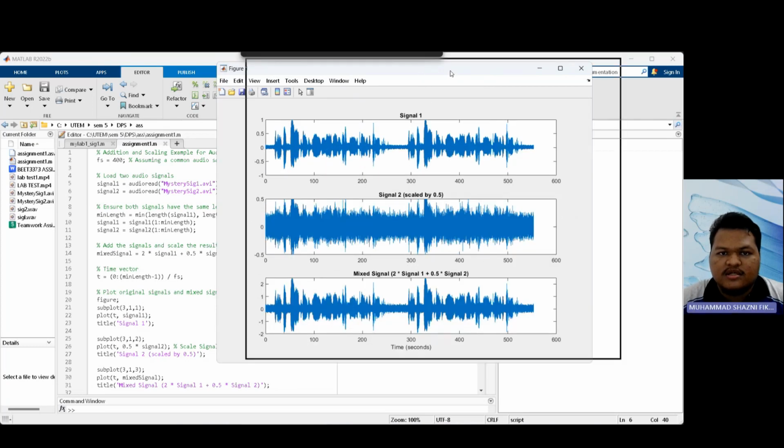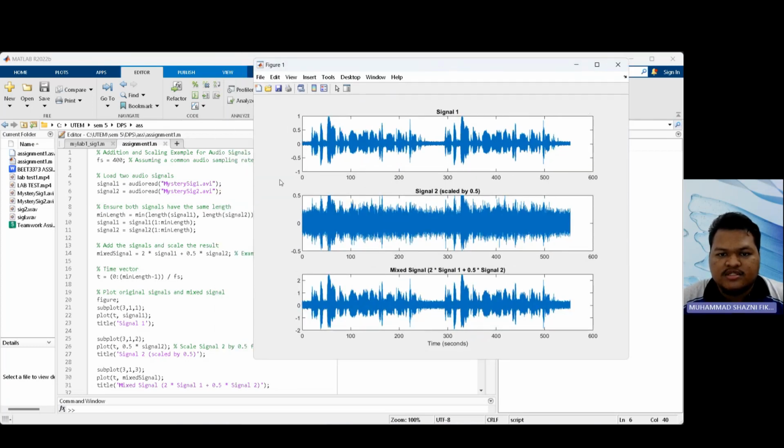As you can see, this is signal 1, signal 2, and the mix signal. Signal 1 is small, and signal 2 is bigger because it's scaled by 0.5. After signal 1 is added to signal 2, the signal becomes bigger at the center, at zero, and at other spots in the same block.